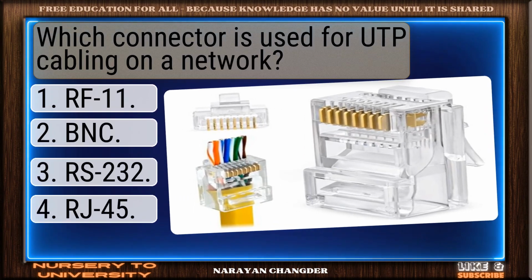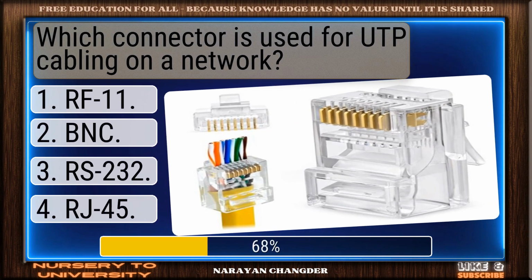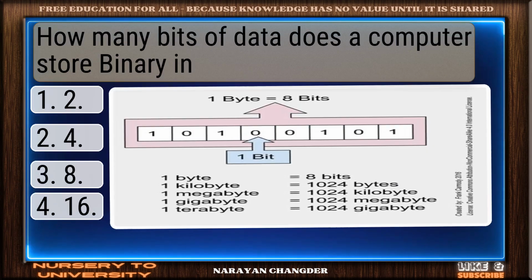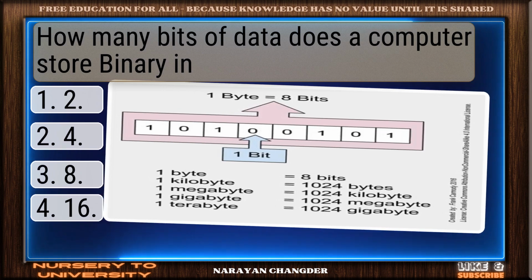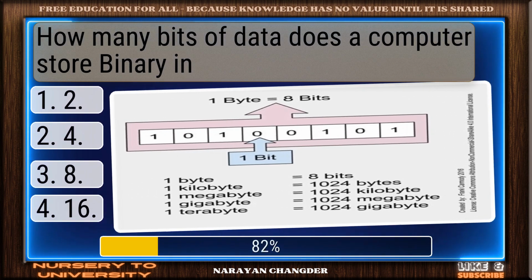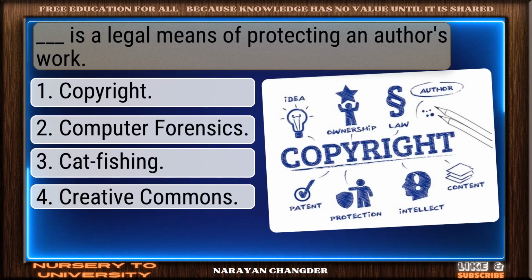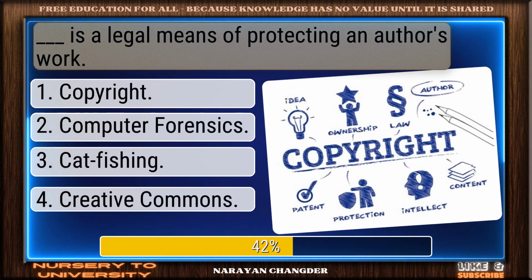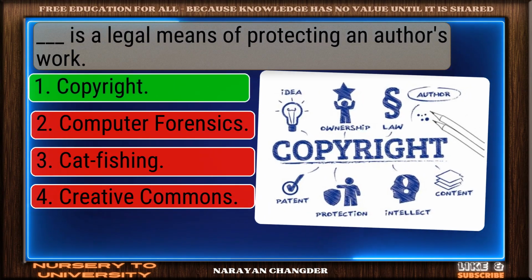Which connector is used for cabling on a network? Good thinking. RJ45 is right. How many bits of data does a computer store in binary? Sharp thinking. 8 is right. Dash is a legal means of protecting an author's work. Clear logic. Copyright is sound.